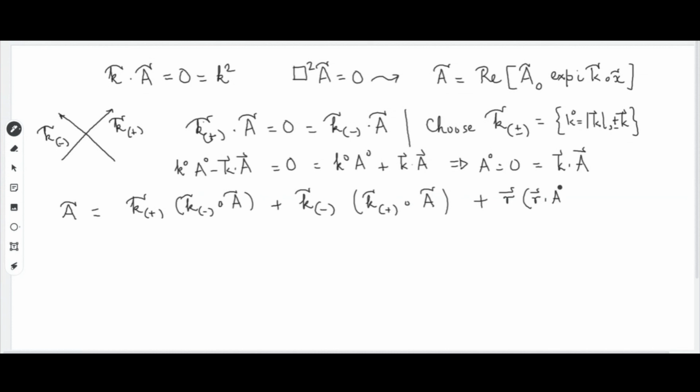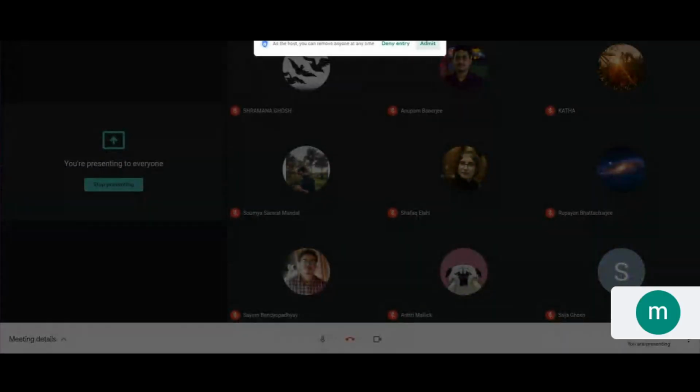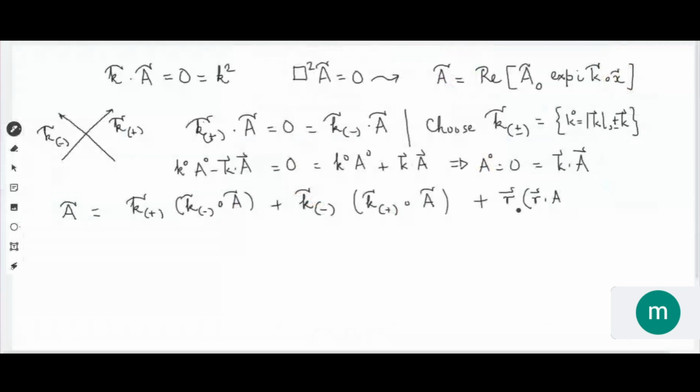And the relationship between these basis vectors, this should be four-vector, everything is four-vector. So these are light-like, K plus and K minus, and R is a space-like four-vector. So this is space-like, which means that R squared is negative.